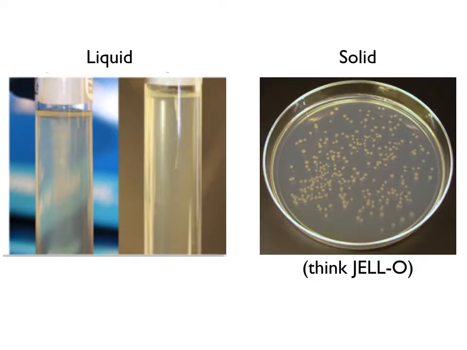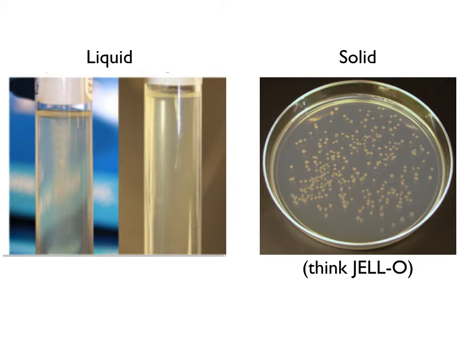Just to give you an idea of what these two different types of cultures look like, on the left we see examples of bacteria that are being grown in liquid media, and on the right is the solid media. On the left, we've got two different test tubes with kind of a yellowish liquid in it. This is what bacterial media looks like. And before you put bacteria in it, it appears quite clear, almost like apple juice.